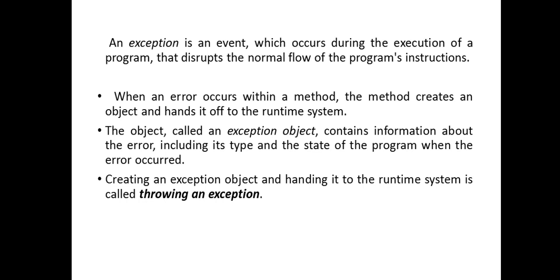Creating an exception object and handing it to the runtime system is called throwing an exception. We technically call this process throwing an exception, like our program is throwing an exception. If an exception is raised, an exception object is created. The exception object contains information about the error, its type, and the state of the program where the error occurred. So this process is technically termed throwing an exception. We can say our program is throwing an exception.